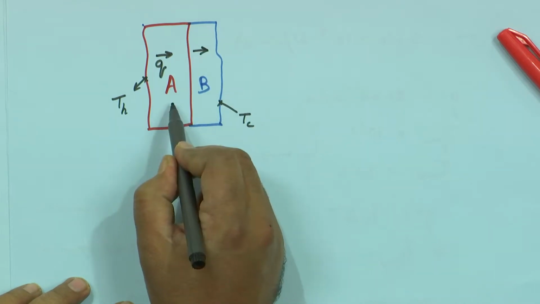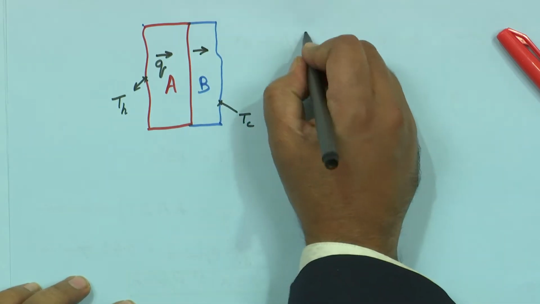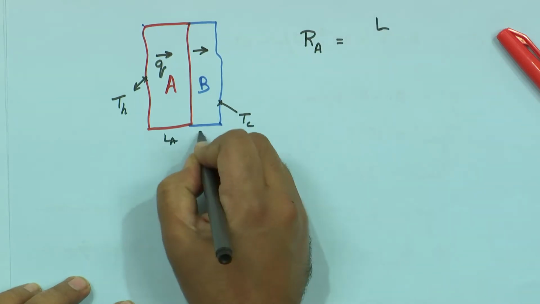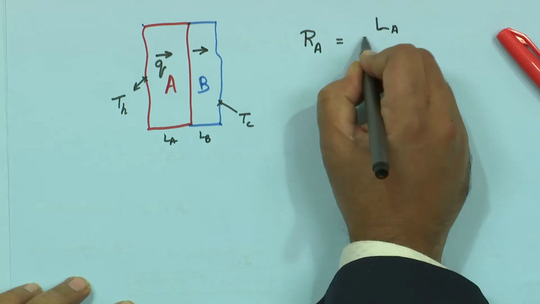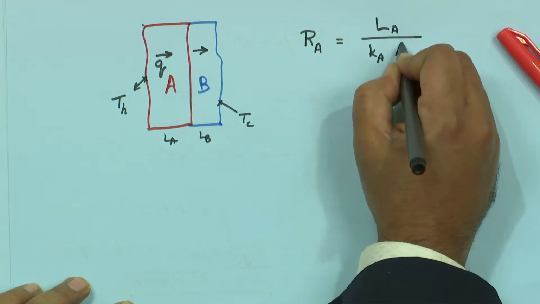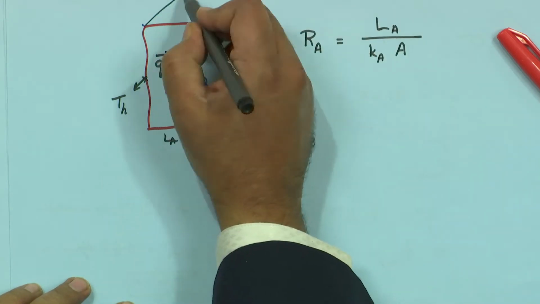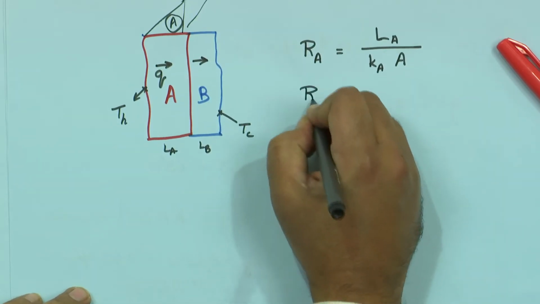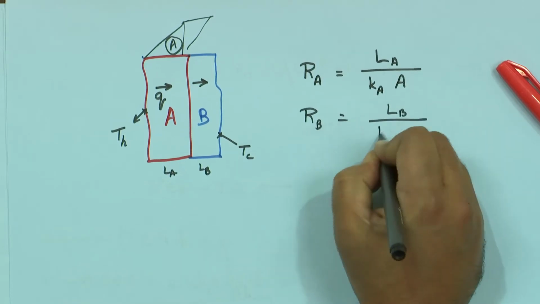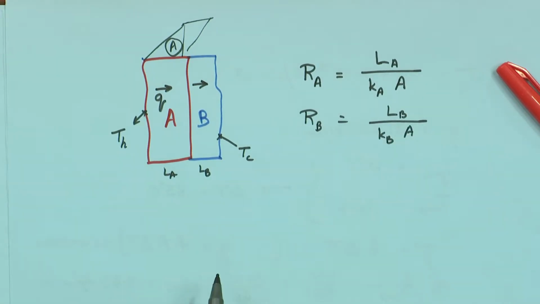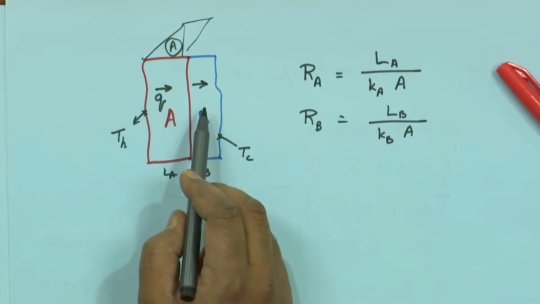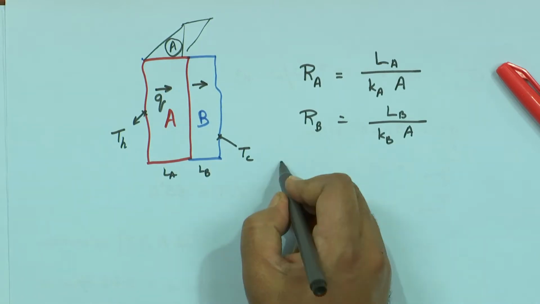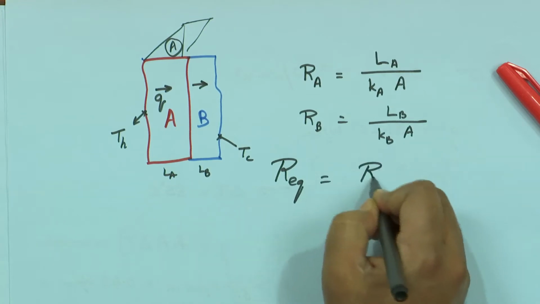So, therefore, what do I have? I can write that the thermal resistance due to A will be, this is L A, this is L B, L A over K A times A, because the cross sectional area is still the same for both, and R B similarly is going to be L B over K B times A. Now, since the same heat is going to flow through A and B, we can say that these resistances are in series. Therefore, R equivalent is going to be R A plus R B.